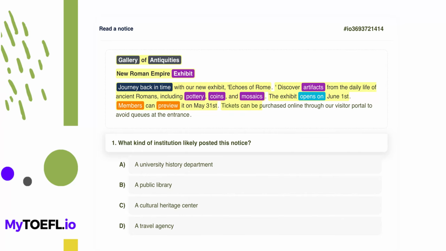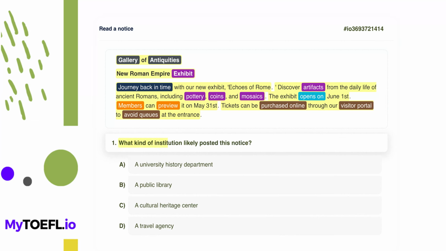Tickets can be purchased online through our visitor portal to avoid queues at the entrance. Finally, the notice explains how to enter. It says tickets can be purchased online using the visitor portal, which is likely a website. The reason given is to avoid queues. A queue is a line of people waiting, so buying tickets on the website helps you skip the line at the door.